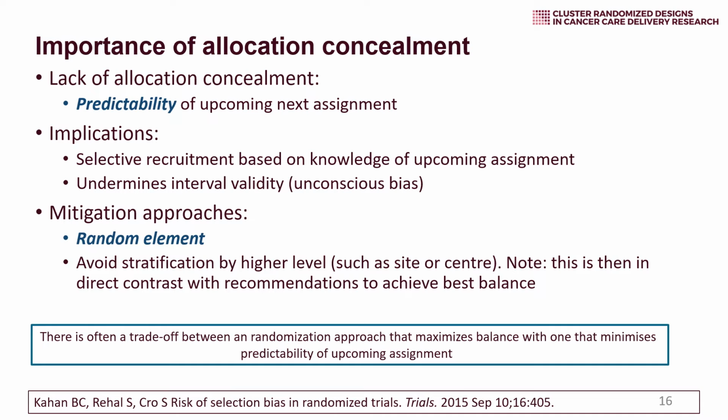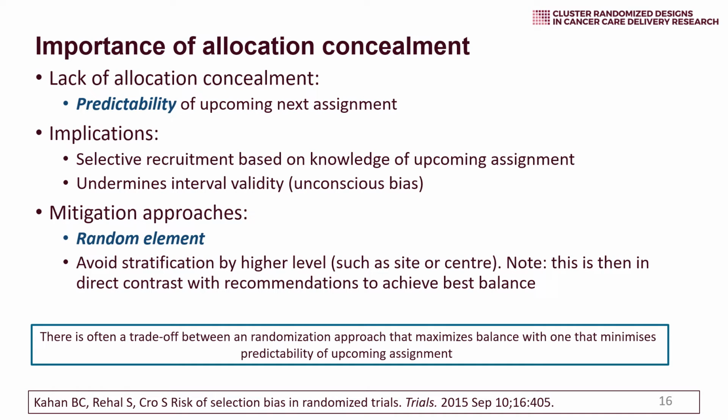So what's this allocation concealment that we've been talking about or mentioned a few times? Well, lack of allocation concealment means that there's a predictability of the upcoming next assignment. That means people in the trial can guess whether the next unit will be allocated to intervention or control. Now, the implications of this knowledge are that it leads to selective recruitment of clusters based on knowledge of what's coming up next. And it basically undermines the internal validity. It's an unconscious bias, but nonetheless, it turns out to be important.